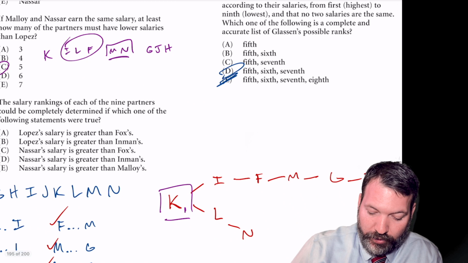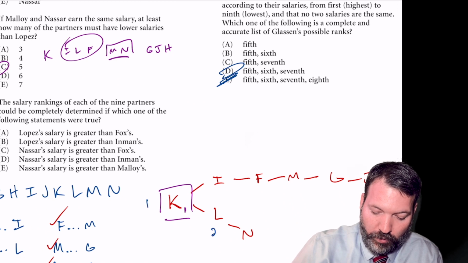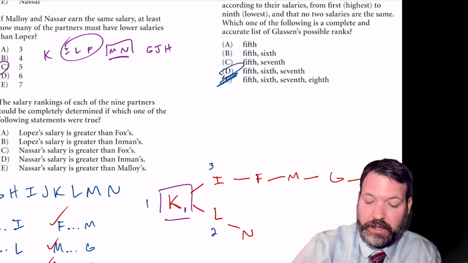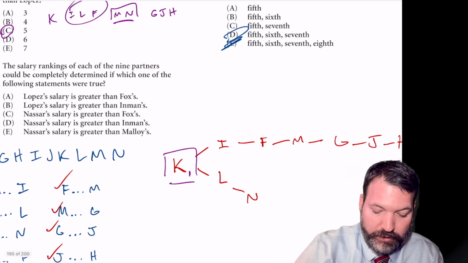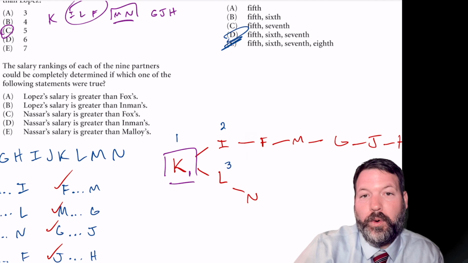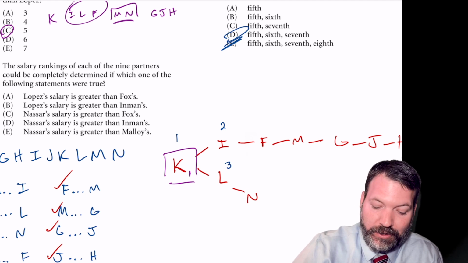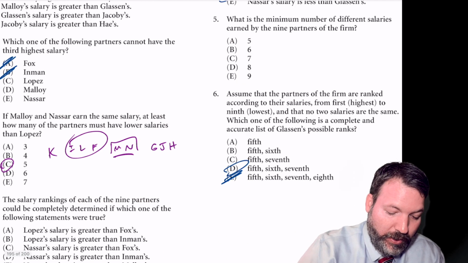Could I have the 3rd highest salary? I think so. We could go 1, 2, 3 with L 2nd and then I 3rd. Could L have the 3rd highest salary? Again, same situation, right? Could go 1, 2, 3, just have I go 2nd instead of L. So that definitely seems possible.